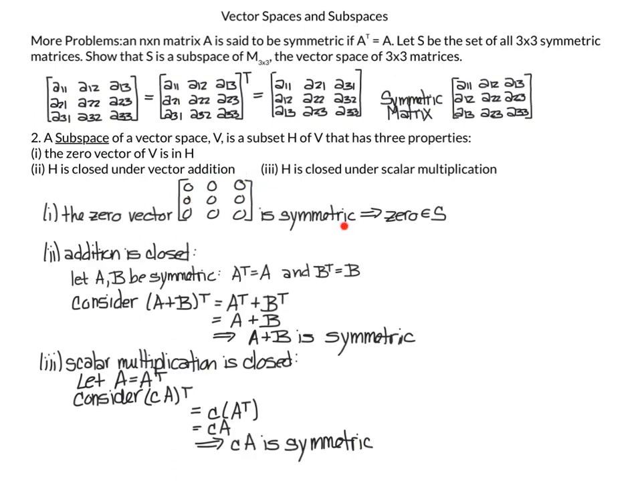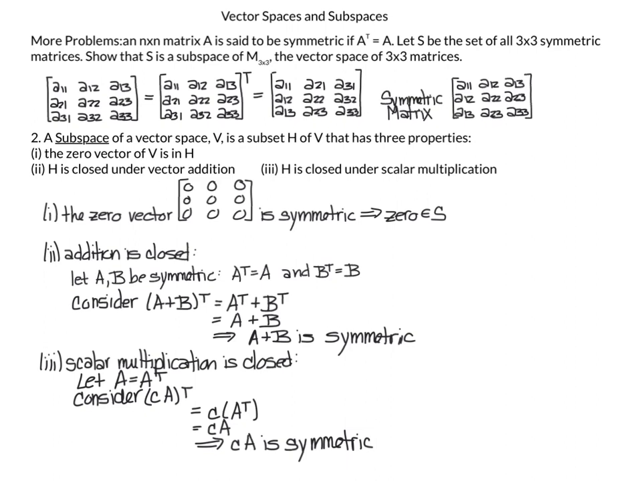The first one's easy. The 0 matrix, it's symmetric. Look at it. Okay. Addition is closed. So let A and B both be symmetric. So in other words, A transpose equals A and B transpose equals B. So we're going to consider A plus B transpose, and what we want to show is that it's equal to A plus B. But from our properties of transpose matrices, and I'll let you look back at that, this is equal to A transpose plus B transpose. Since A is symmetric, that's equal to A. Since B is symmetric, B transpose is equal to B, and I have proven what I wanted to show.